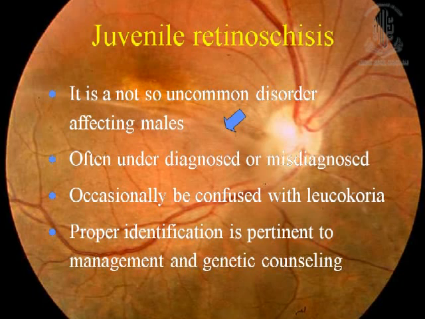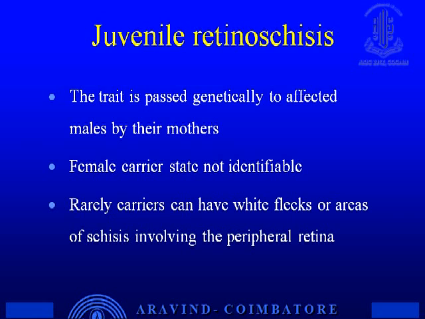I'll just skip a few slides for want of time. And the other differential diagnosis is juvenile retinoschisis, which is not so uncommon a disorder affecting males. It is often underdiagnosed or misdiagnosed, and it can be confused with leukocoria. But the most important thing is that proper identification is pertinent in management and genetic counseling. Here the trait is passed genetically to affected males by their mothers, and female carrier state is not identifiable. Rarely these carriers can have white flecks or areas of schisis involving the peripheral retina.